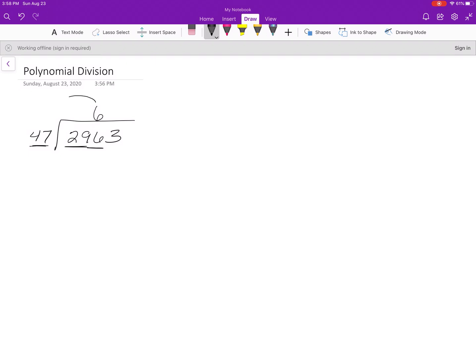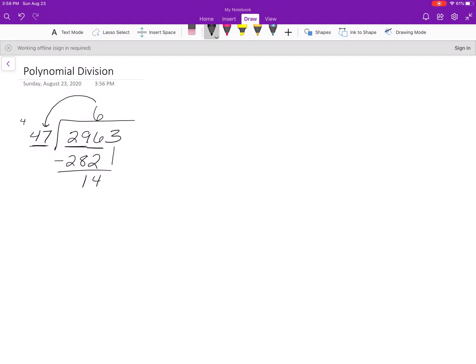So then we take 6 and multiply it times 47. 6 times 7 would be 42. I'll carry the 4. 6 times 4 would be 24, plus 4 would be 28. And then we subtract that product from the 296, which is not really 296, it's 2,960. But it's okay because our digits are lined up. So we subtract and I get 14, which is really 140.